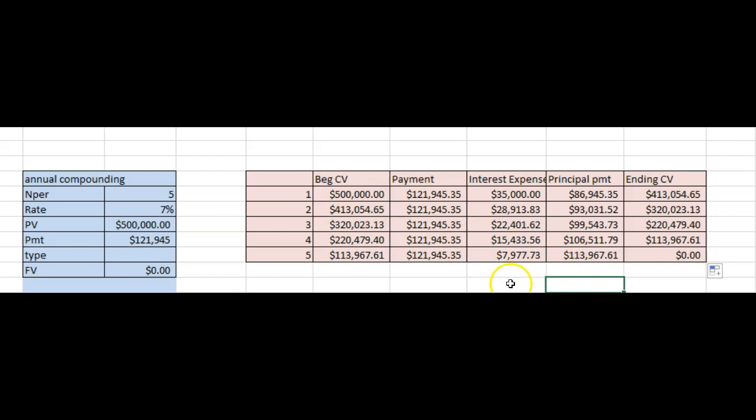It's one of the nice things about an amortization table: you can see how the accounting is working too. And so there you go. That should take you through at least the next one on your homework assignment.